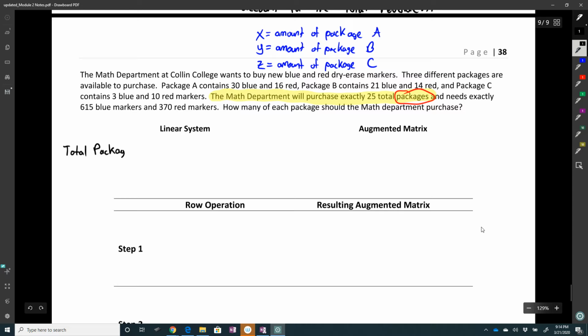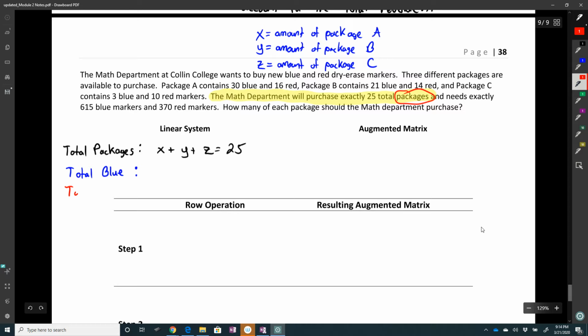And that's just going to be x plus y plus z is equal to 25. Okay, the next one's going to be the total blue. And then the last equation is going to be the total red. All right, so the total number of blue markers, and you kind of have to go piece by piece here.